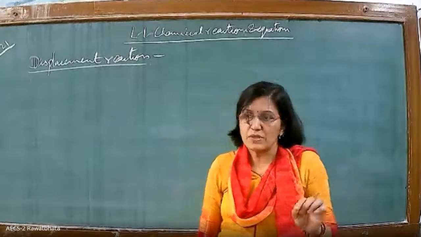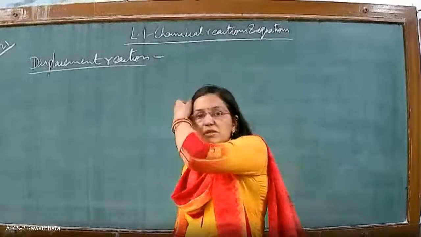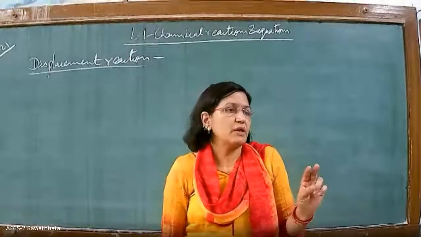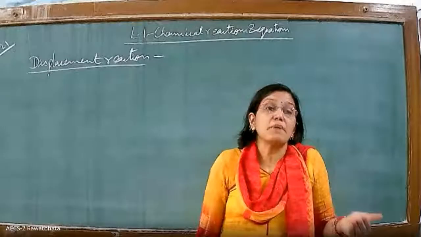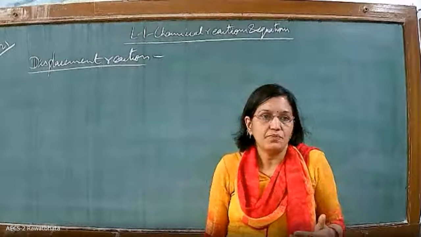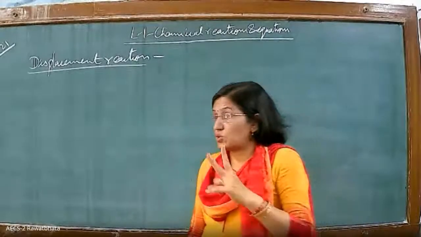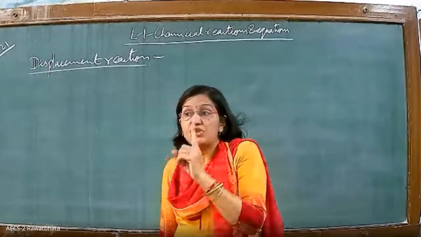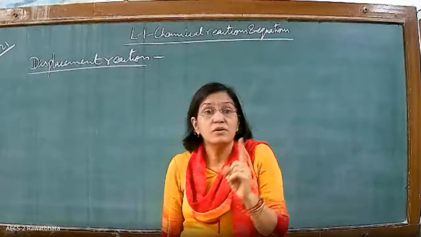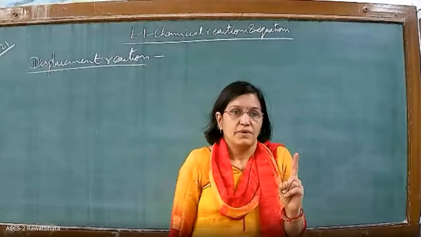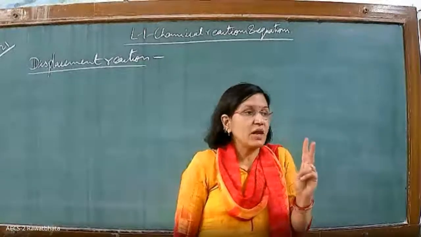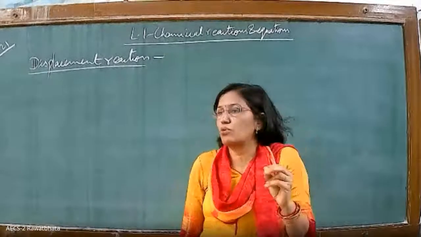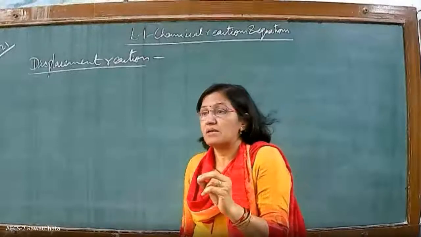Clear? This is first. Second, and very important, we are supposed to understand there are two characteristic features of a displacement reaction. Whether the reaction has taken place or not, how will we come to know? So there are two main observations. At times they ask this in the exam. One, there will be a change in the color of the solution. And second, very important, there will definitely be a solid deposit. I didn't say precipitate, I said deposit.